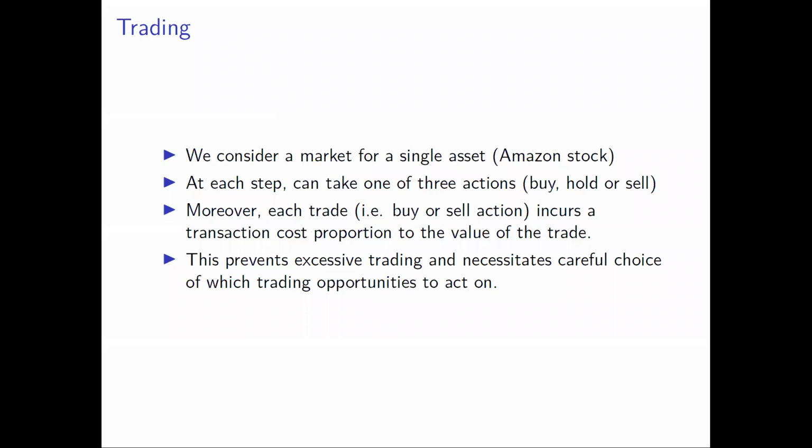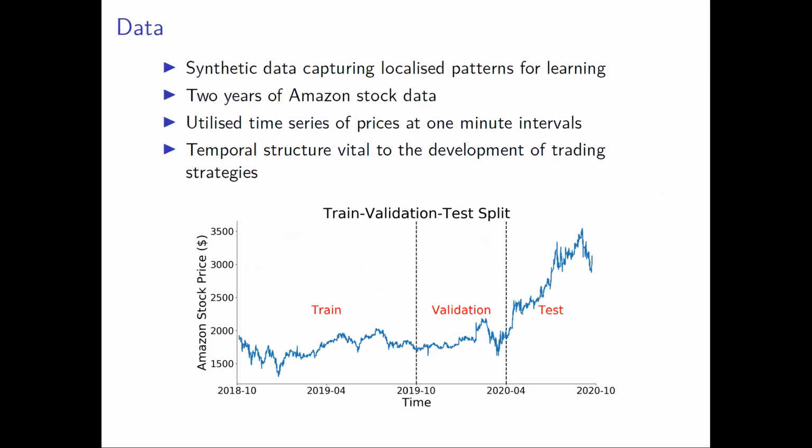Now, a brief overview of the trading environment. We considered a market for a single asset, in our case Amazon stock, and at each time step we could take one of three actions: buying, holding, or selling, and each buy or sell action incurred a transaction cost proportional to the trade value. This deterred excessive trading and forced our algorithm to carefully evaluate trading opportunities. For our data sources, we used synthetic data capturing basic patterns for learning, in addition to 2 years of minute-by-minute data for Amazon stock. The train validation test split of the data is shown below.